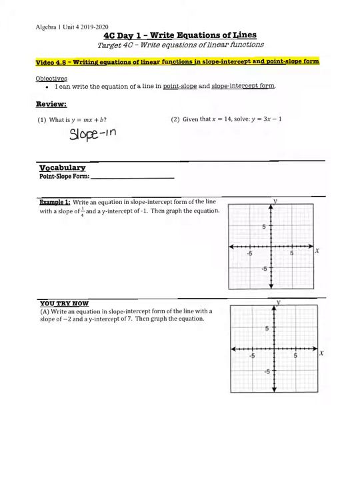So slope-intercept form, where the m is your slope, right? And b is your y-intercept.